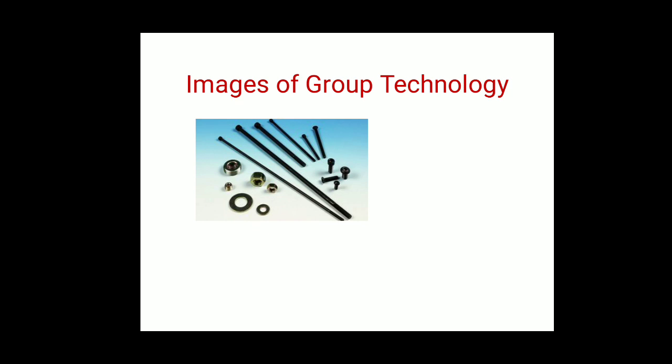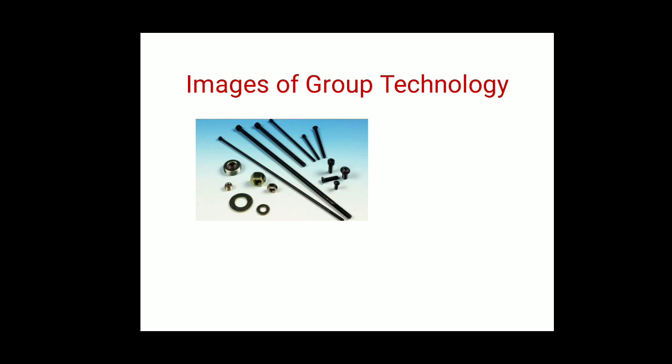You can see this is the image of group technology. In it there are some rods, bolts, nuts and washers. We can easily create different groups by using the first method, that is visual inspection. By using visual inspection you can create separate groups. The large rods are a separate group, the short bolts are a separate group, the nuts are a separate group, and likewise the washers.